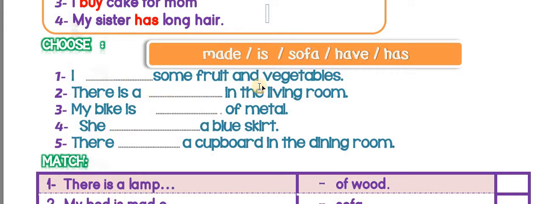I have some fruit and vegetables. I have أنا عندي أو أتناول. have يعني إيه؟ عنده أو أتناول. I have some fruit and vegetables. بتناول إيه؟ بعض الفاكهة والخضروات.